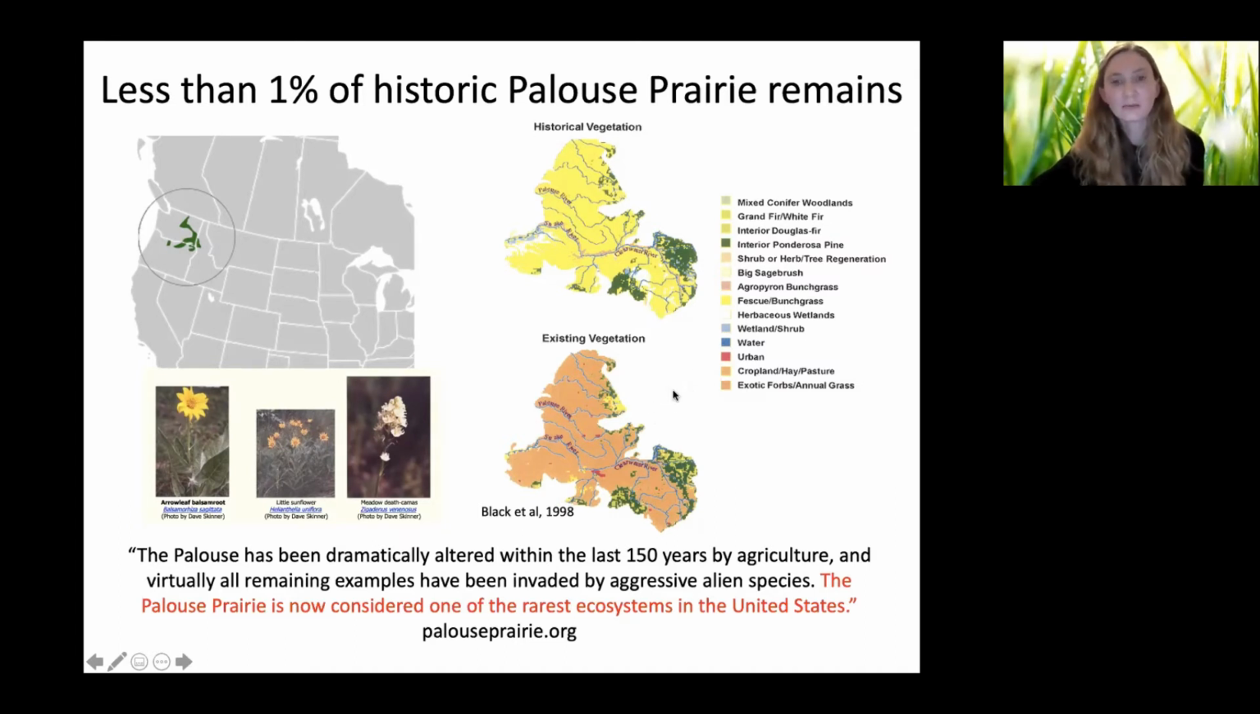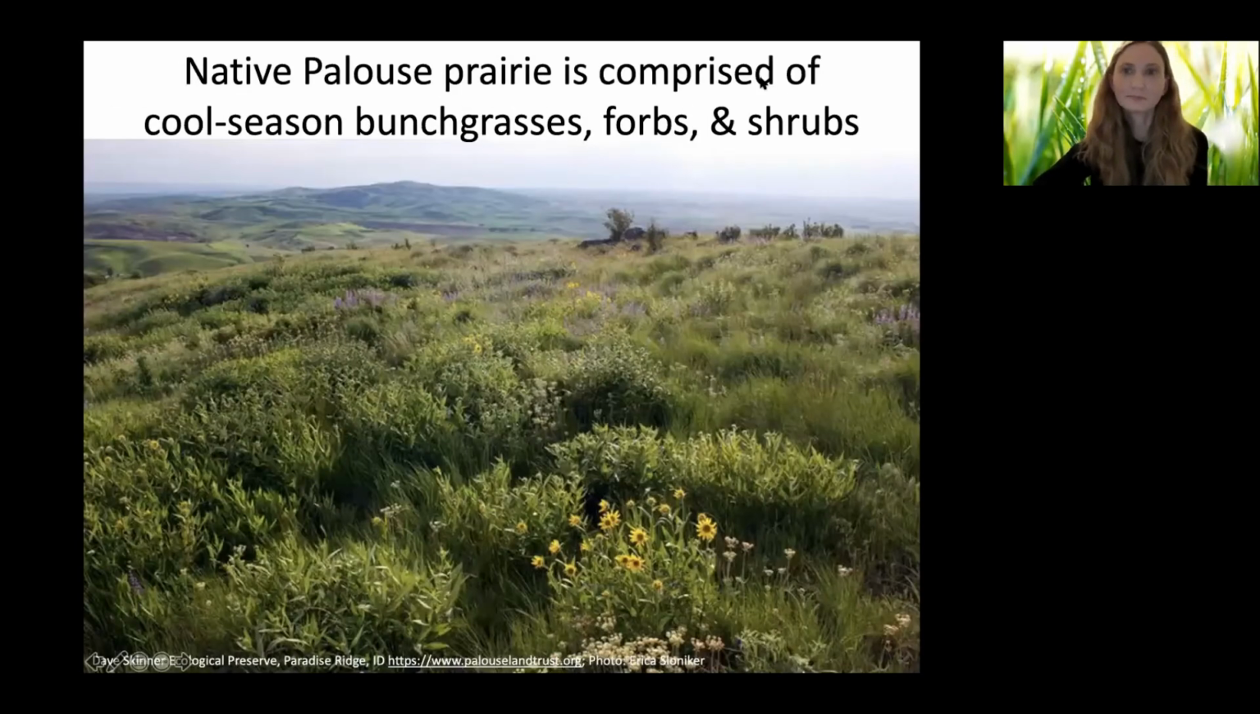And the remnants that do remain are small and fragmented. So conservation efforts are probably not going to be enough to maintain the ecosystem services and habitat that these areas once provided. So active restoration efforts may be needed. The native Palouse Prairie is comprised of cool season bunchgrasses like Idaho fescue and bluebunch wheatgrass, forbs, and shrubs. And there's a lot of snowberry in this area.